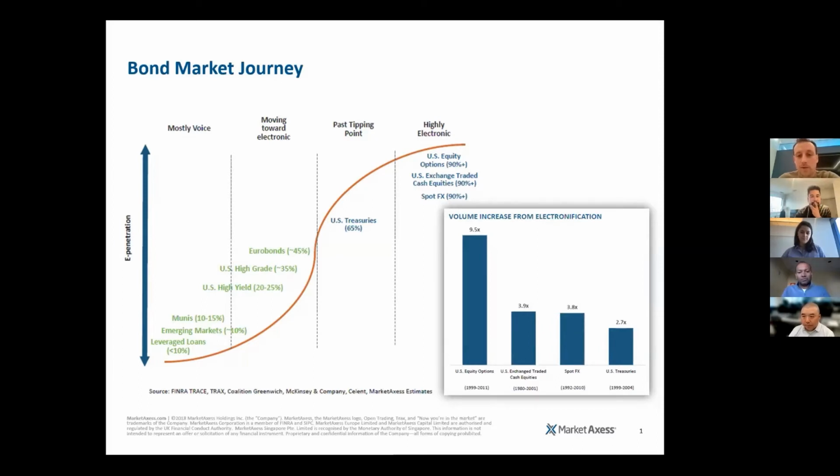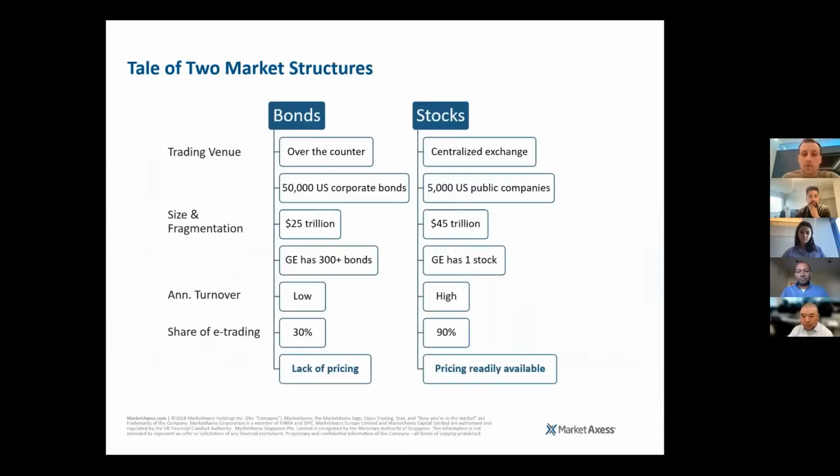And with electronification comes a greater volume, and that's why it's very important to have more liquidity, more volume, more electronification to make it easier for market participants to trade and find liquidity in those markets. So going back a little bit further on this topic of differences between the bond market and the stock market, here's the side-by-side comparison of the two, explaining the difference in electronification and how the market trading takes place between these two markets.